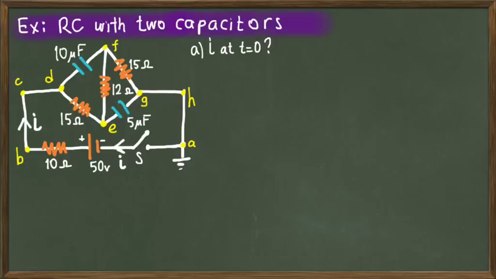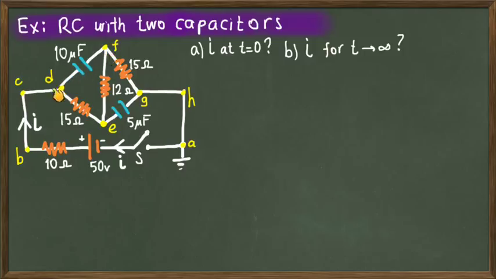But before we start attacking this first problem, A, what is the problem after this? You will find the current this time for a long time. When you close the switch S and wait for a long time, that means technically time is running to infinity, what will be the current through the main branch of the circuit?